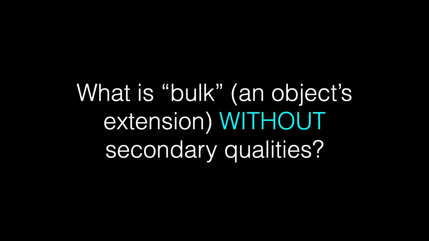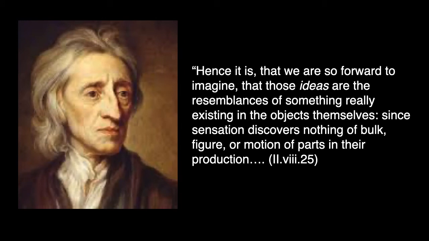The question, though, is what remains behind all these secondary qualities that Locke is calling bulk. What is bulk without secondary qualities like hardness, color, texture, and so on? Here's Locke's explanation. "Hence it is that we are so forward to imagine that those ideas are the resemblances of something really existing in the objects themselves, since sensation discovers nothing of bulk, figure, or motion of parts in their production."